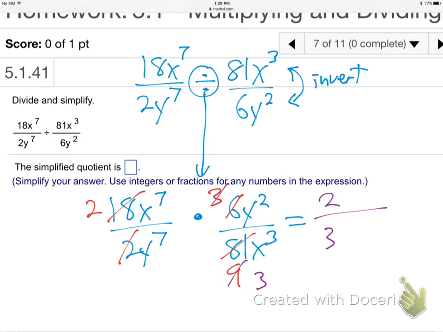I can redo the numbers in a minute. And then what's going to happen with the x's? We have x to the 7th on the top, x to the 3rd on the bottom. So they'll subtract. The bigger one's on the top, so x to the 4th on the top. When it comes to the y's, the y to the 7th, the bigger one's on the bottom, they'll subtract. y to the 5th on the bottom.